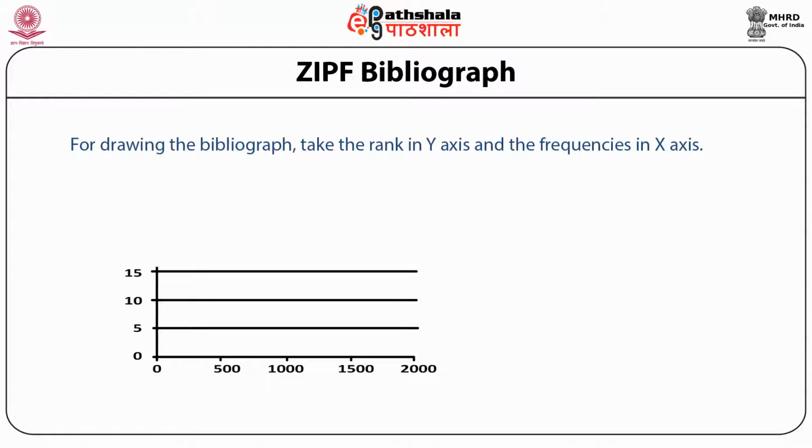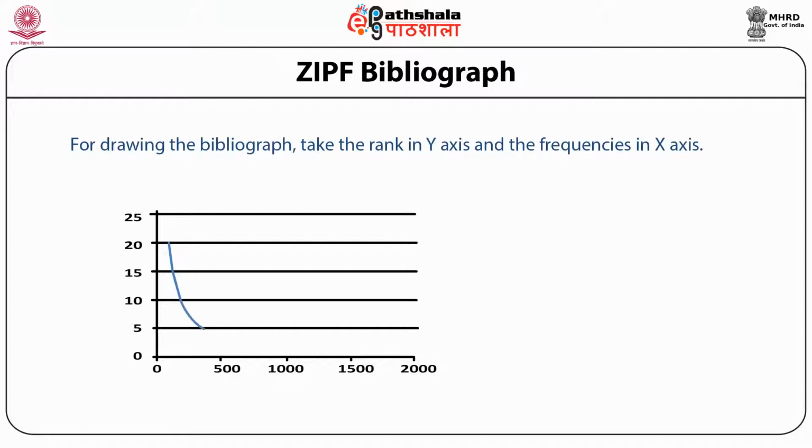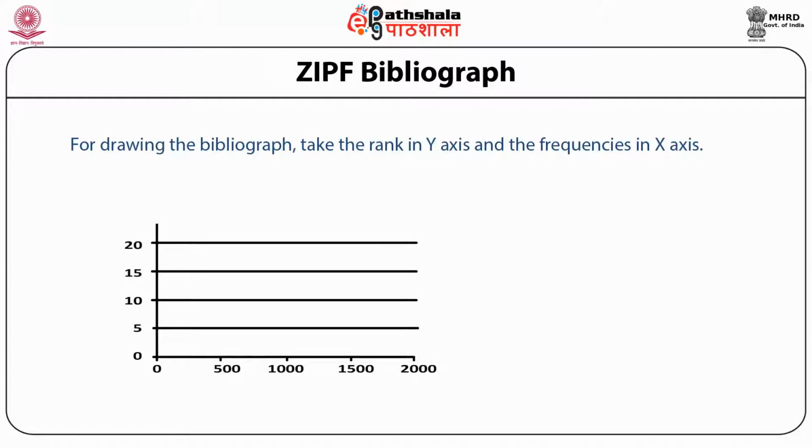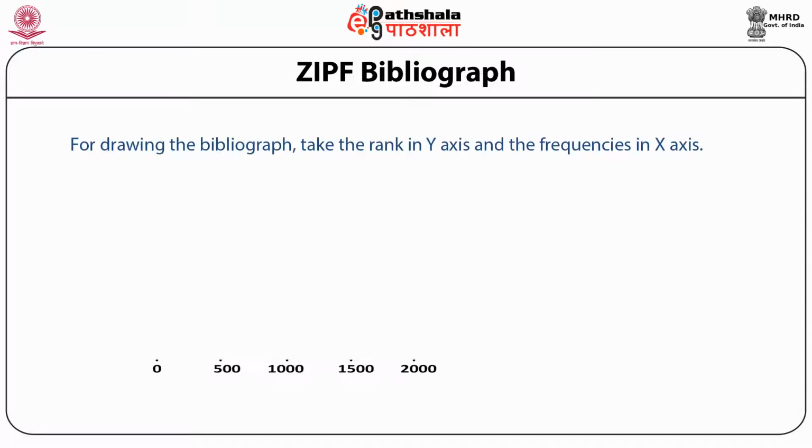Zipf bibliograph. Taking the data from the table given above, this graph has been drawn, and in the graph which you are seeing here, the frequencies are on the x-axis and the rank is on the y-axis, and the curve which you are seeing is the curve of power law distribution.